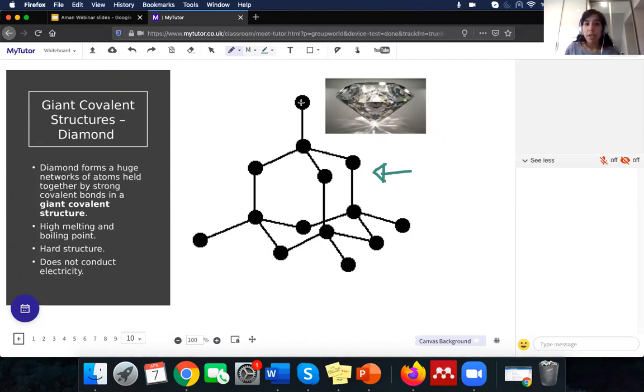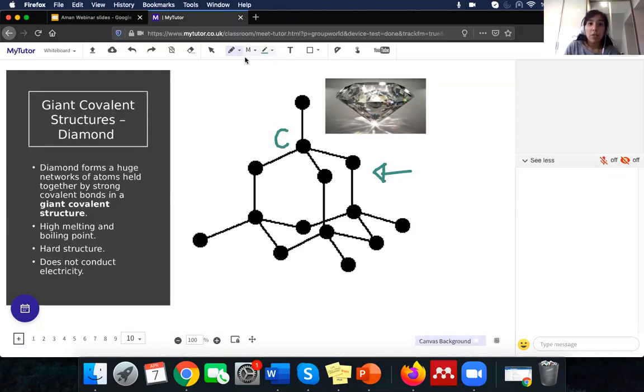The reason for that is that these black blobs are carbon. So all that diamond is made of is carbon. It's carbon bonding together. Now, does someone want to tell me, is this an element then, or is this a compound? So it's a giant covalent structure, but is it an element or is it a compound? It's only made of carbon.